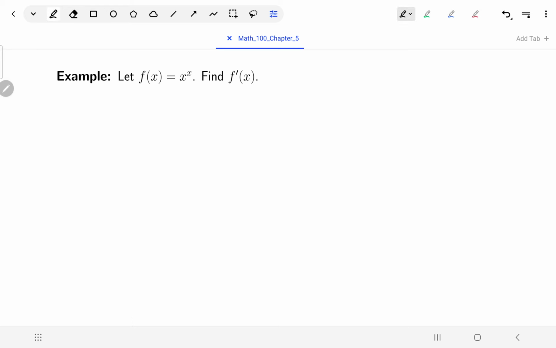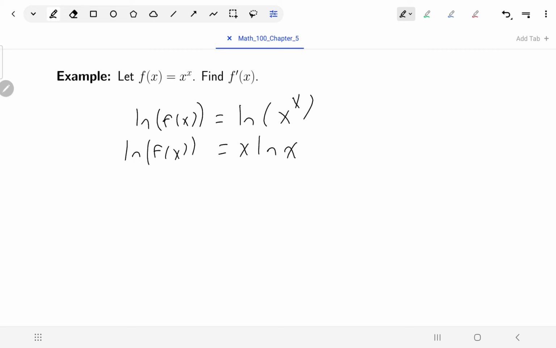So if you were to try to apply power rule and say x is coming down and we're reducing the x by 1, I would say that's a bad choice. Instead, if we took the natural log of both sides of the equation, that actually does some good things for us, because we'd have natural log of f of x, and then natural log of x to the power of x, and then we could take our x down in front, and now we'd have something we could differentiate with respect to x. There'd be a little bit of product rule on the right side, a little chain rule on the left side, but nothing too terrible.